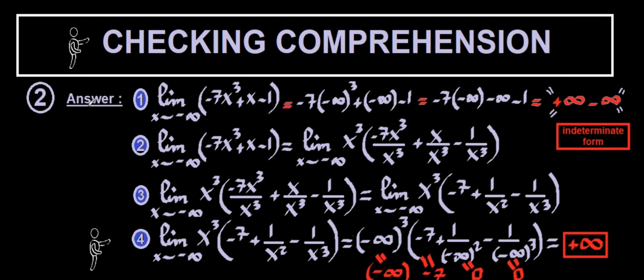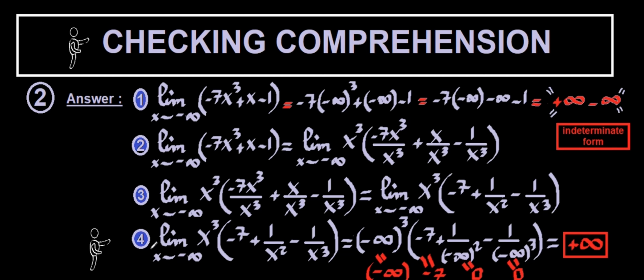For the answer, step number 1. When we substitute negative infinity in this expression, we get positive infinity minus infinity. Step number 2. We factorize the expression with the greatest degree, which is x cubed. Step number 3. We simplify the expression by cancelling x cubed and x.